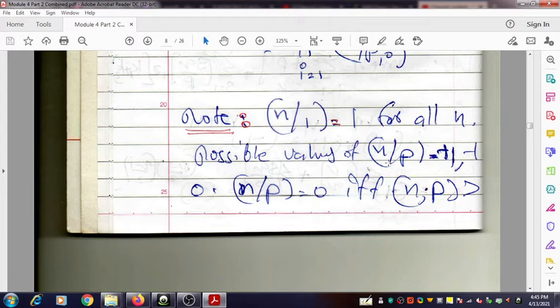So when do we get 0 as the Jacobi symbol? (n bar p) equals 0 if and only if the GCD of n and p is greater than 1. Okay, you can see that (n bar capital P) equals 0 if and only if the GCD of n and P is greater than 1.